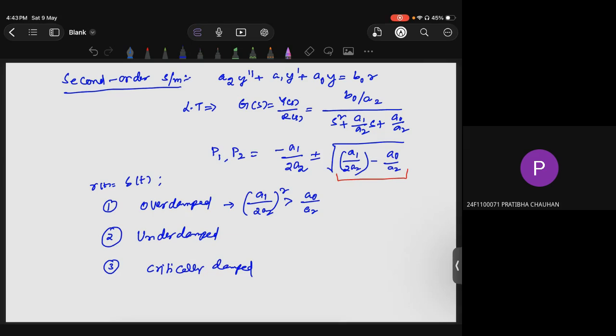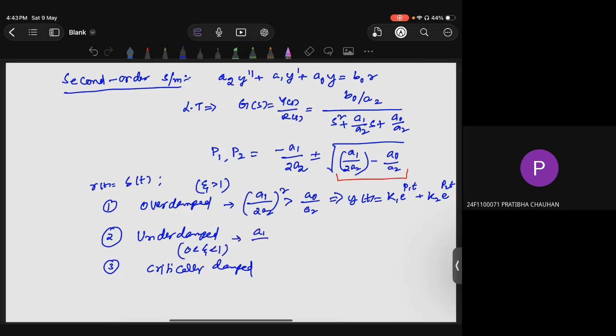In this case, you will get the response y(t). Here zeta is greater than 1. You'll get the response as K1 e power t1 t plus K2 e power t2 t. Then for underdamped, the value will be zeta less than 1.